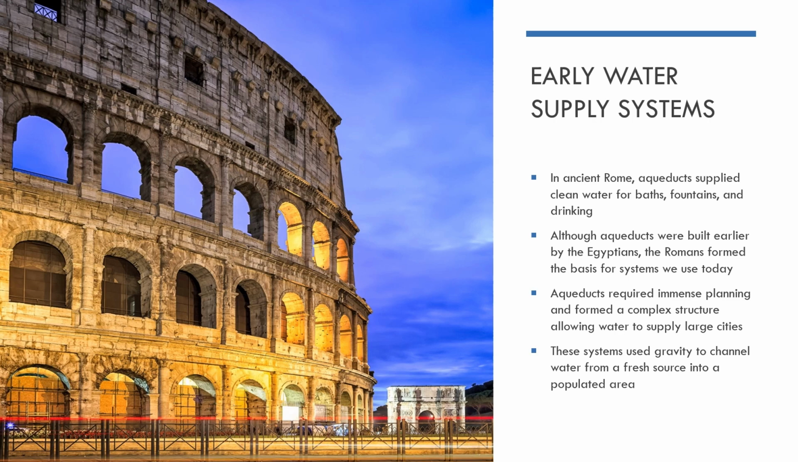As we learned earlier in the semester, in one of the first modules, the Romans were the original architects of the plumbing systems that we use today. And technically the Egyptians built aqueducts before the Romans, but it was the Romans who created complex structures on a large scale that were able to use gravity and the natural slope of the land to transport fresh water from distant places into heavily populated urban areas so that it could be used for clean drinking water, fountains, and even baths.